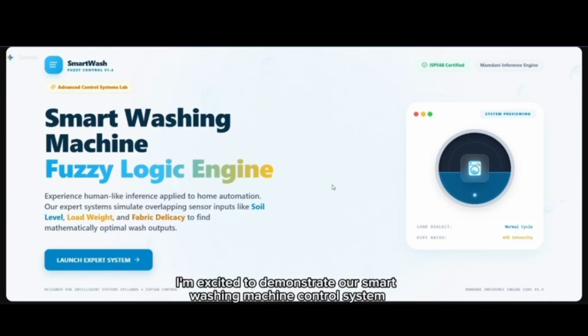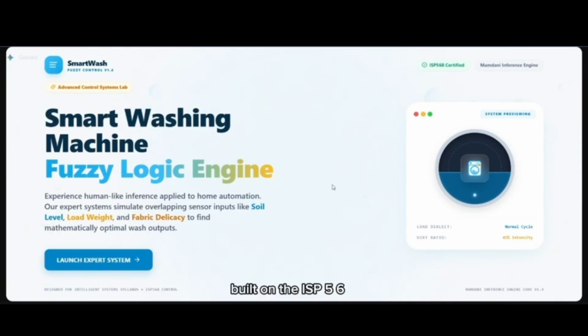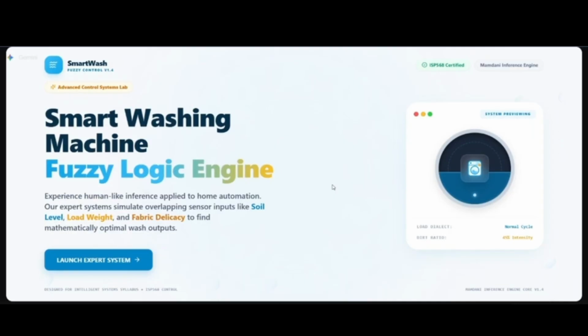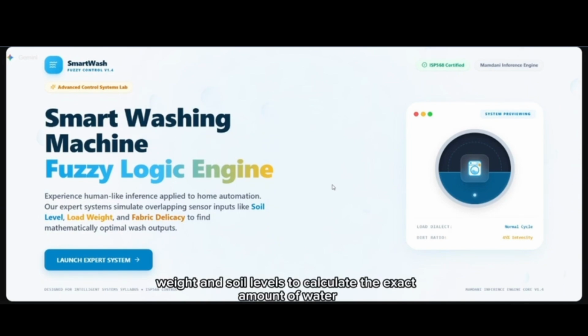Today I'm excited to demonstrate our smart washing machine control system built on the ISP568 standard. What you're looking at is an intelligent fuzzy logic driven system that replaces rigid traditional wash cycles with dynamic sensor-based optimization. Instead of just guessing how long a wash should take, the system analyzes fabric type, weight and soil levels to calculate the exact amount of water and time needed.